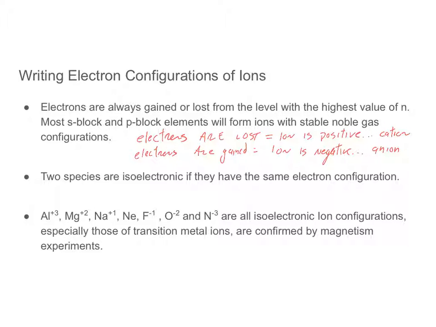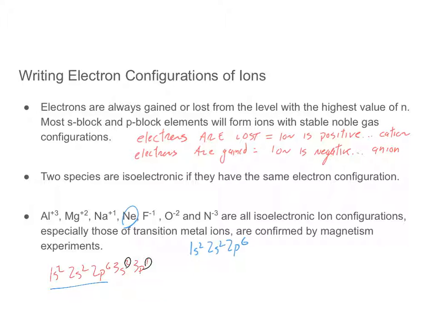So here are some examples I want to talk about. Neon has 10 electrons, so its electron configuration would be 1s2, 2s2, 2p6. Aluminum has 13 electrons, so aluminum's electron configuration would be 1s2, 2s2, 2p6, 3s2, 3p1. If this electron and these two electrons are transferred away, we now have neon's electron configuration.